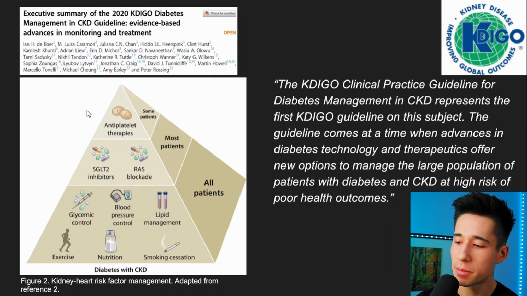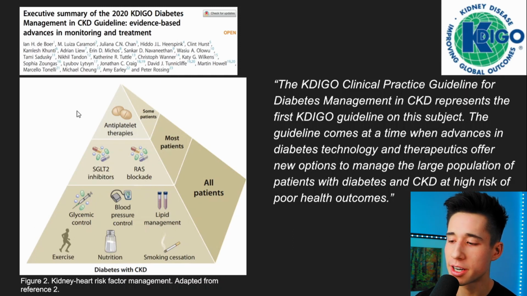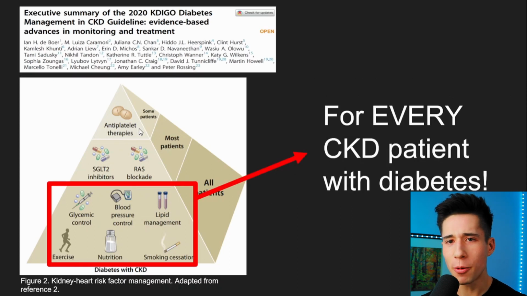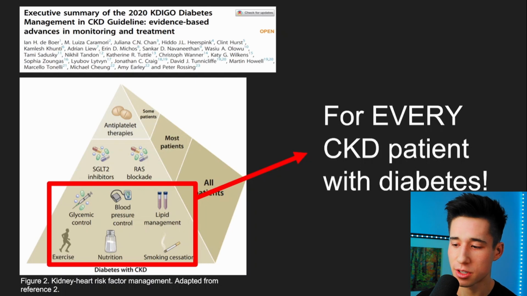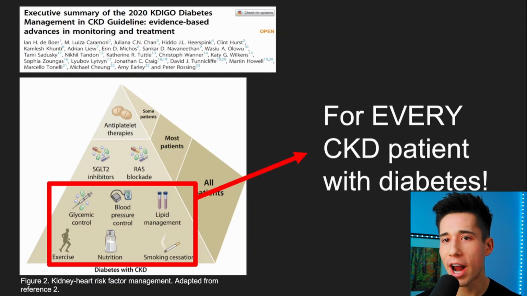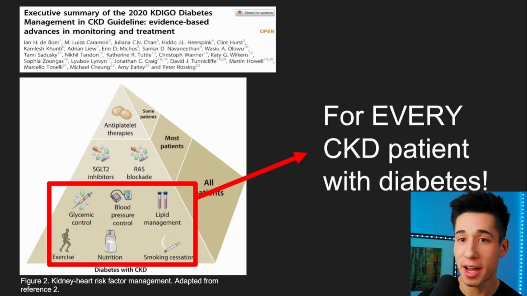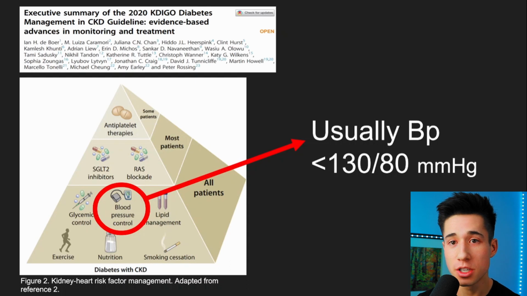Again, this is the figure. They've got all the different factors we should be considering over here. And I want to focus your attention specifically on these bottom factors first. So these types of factors are factors that we should be considering for every single patient that has CKD with diabetes, no matter what. Blood pressure, usually it's going to be less than 130/80. That's going to be our target.